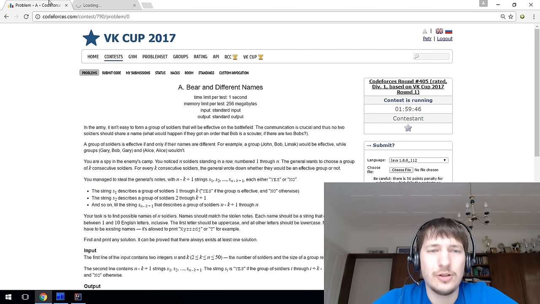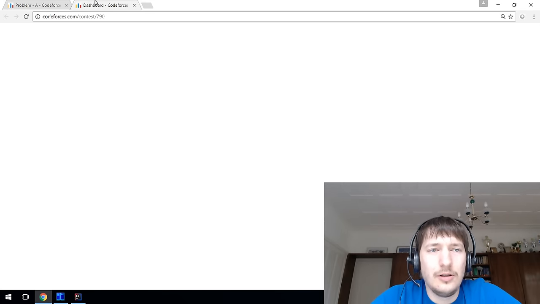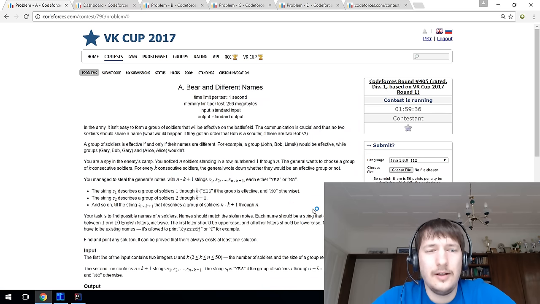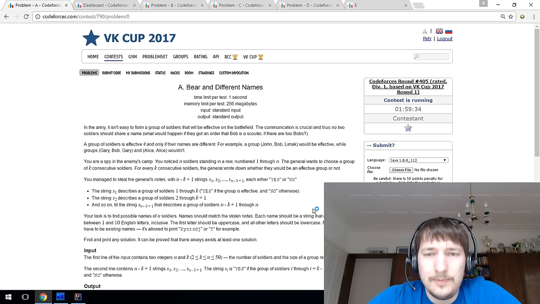As usual, Codeforces is not very slow, but not very fast in the beginning, but I've managed to open the first problem already, so we can start with that. So we have a few soldiers. And a group of soldiers is effective if all the names are different. And there are N soldiers.